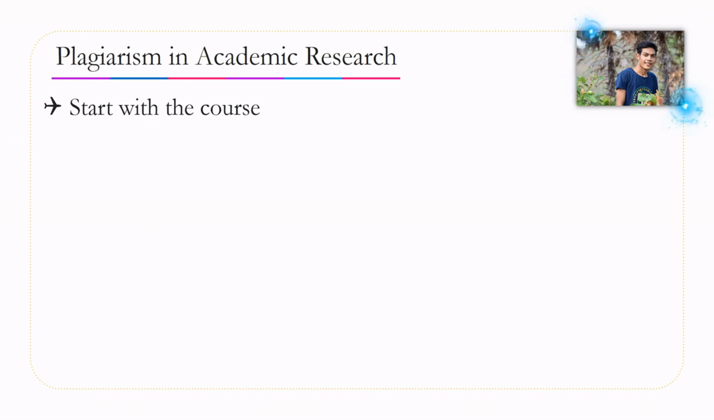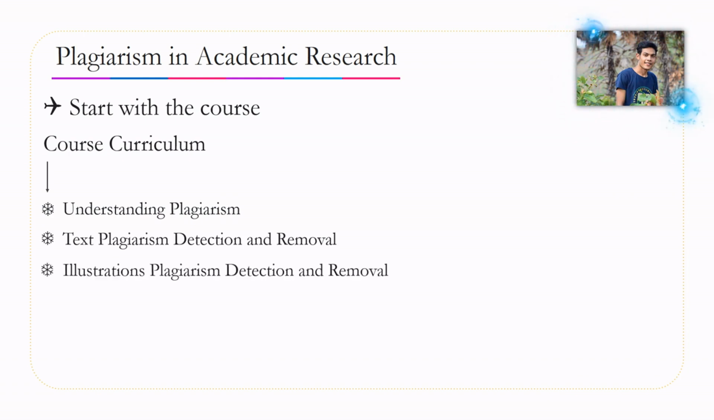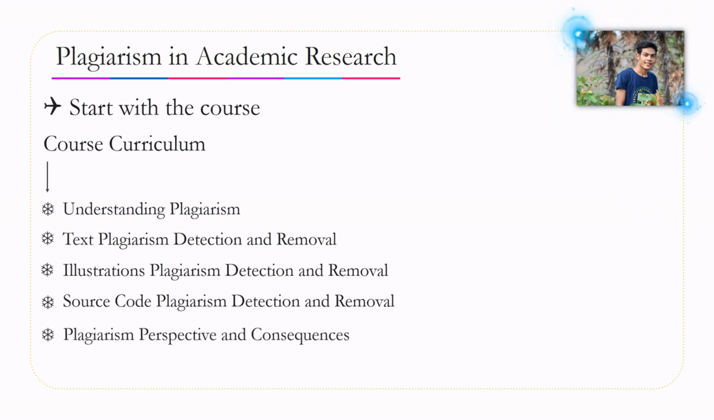Now, let me tell you a little bit about what to expect in the course. We are going to start by learning about understanding plagiarism, what plagiarism is and the different types of plagiarism, thereafter focusing on text plagiarism detection and removal using automated technology. Next, plagiarism detection and removal of illustrations such as charts, graphs, figures, and tables. Then we will discuss source code plagiarism detection and removal. Finally, we will focus on plagiarism perspective and consequences, such as why it happens, and penalties and punitive trends associated with plagiarism, etc. These are fundamental and very basic.